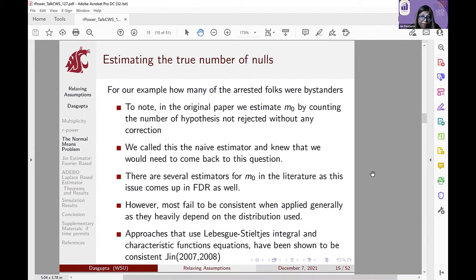It seemed to have some credence: it was a consistent estimator, using a Lebesgue-Stieltjes integral of the characteristic function. This estimator we will call the Jin Estimator. The 2007 paper is by Jin and Cai, and the 2008 paper is by Jin, and they use this estimator. So this will be our competitor right now.